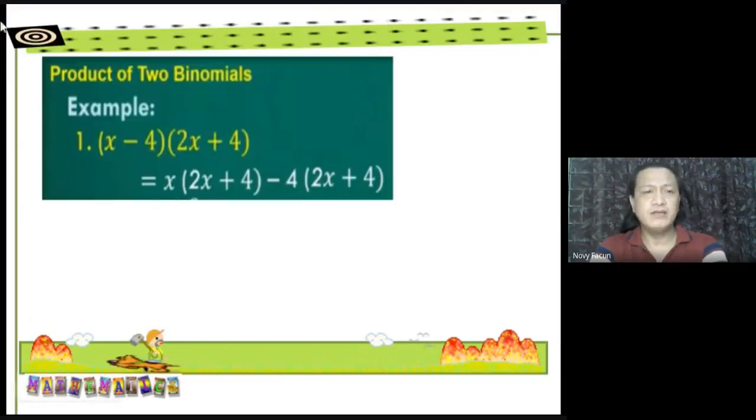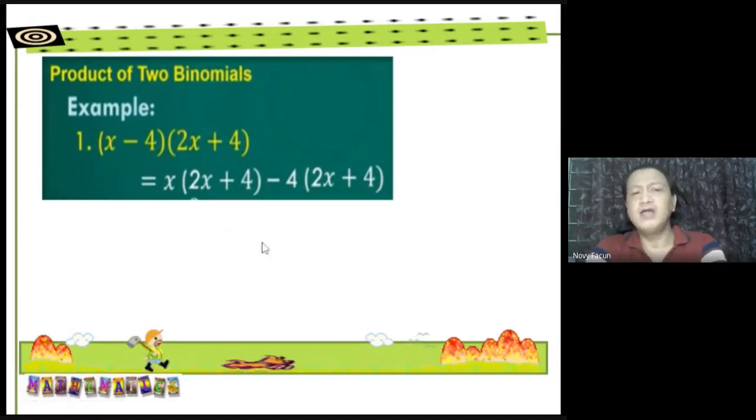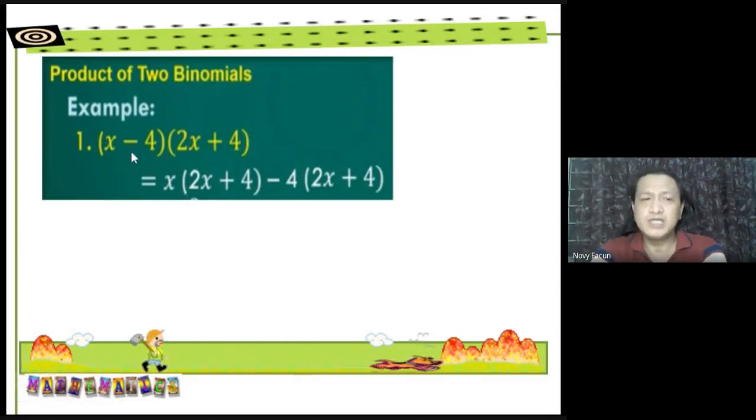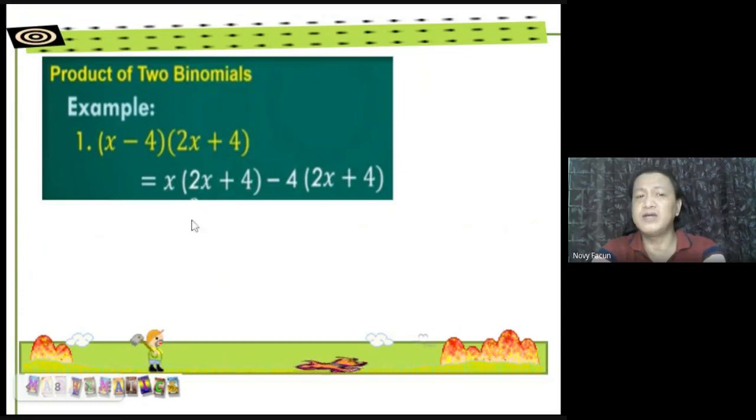So with that, we have another. How about if you are going to use this kind of solution? It is possible, no? You can use this, for example, x minus 4 times 2x plus 4. You can distribute your first term one by one to the other binomial, and then your second term to the other one. It is still the same. But if you are going to multiply, we just distribute. So x times 2x is 2x squared. Here, x times 4 is 4x.